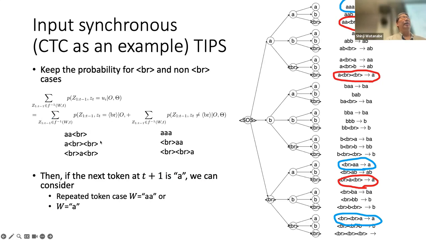We usually keep two scores. One is for hypotheses ending at the blank, and the other is for the others. So for example, in the case that we are reaching the point to emit the A token, the blue one is finished without blank, and the red one is finished with the blank. As a matter of computation, it's better to keep these scores separately.